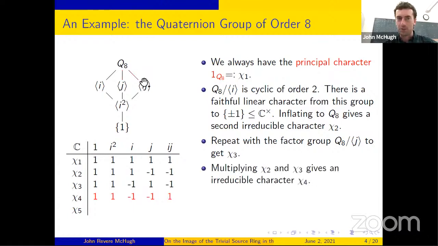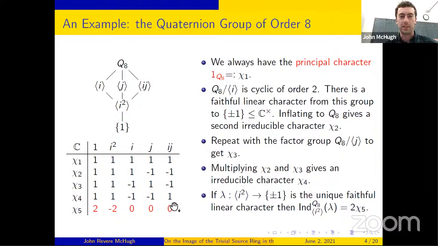Now, you could also do that with this normal subgroup, but another way to get this fourth irreducible character is to just multiply these two, which corresponds to taking the tensor product. For the last irreducible character here, it takes a little bit more work to get your hands on it. One way to do it is to induce the linear character of the center. Again, this is cyclic of order 2, so I'm talking about the same character as I was before. Inducing that doesn't give you an irreducible character, but it gives you twice the last remaining irreducible character.